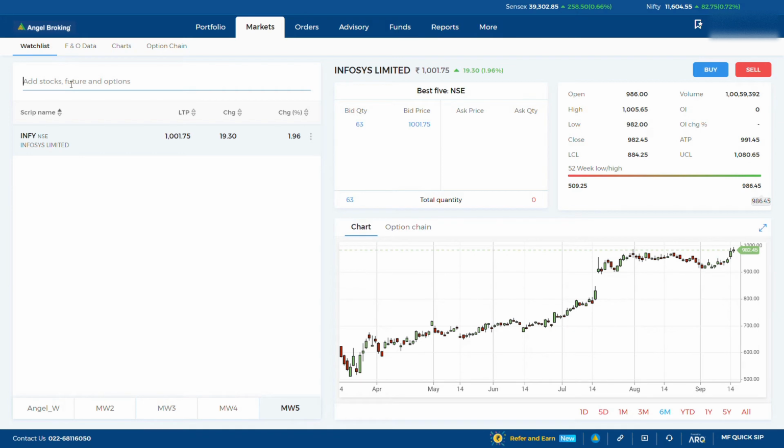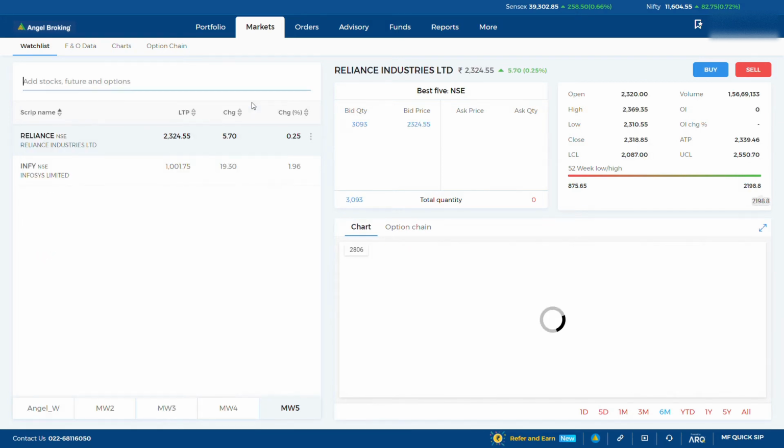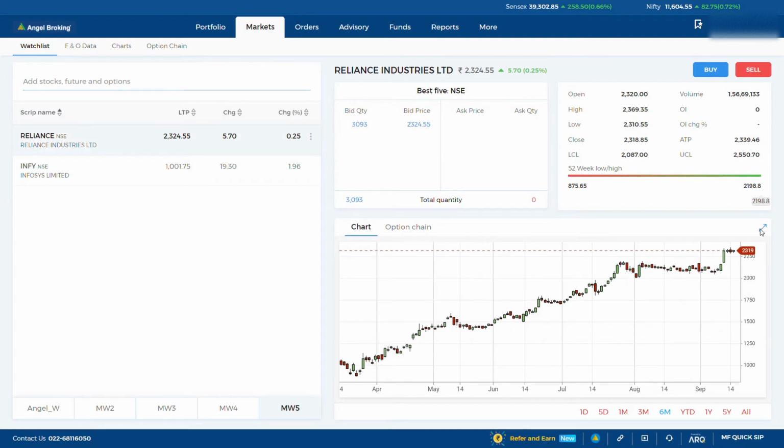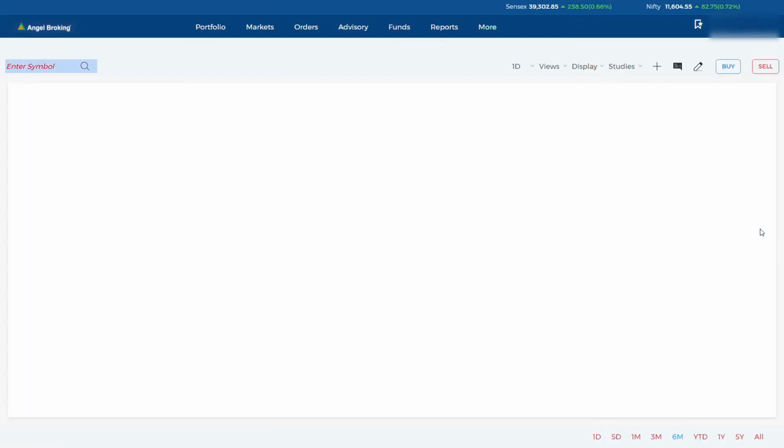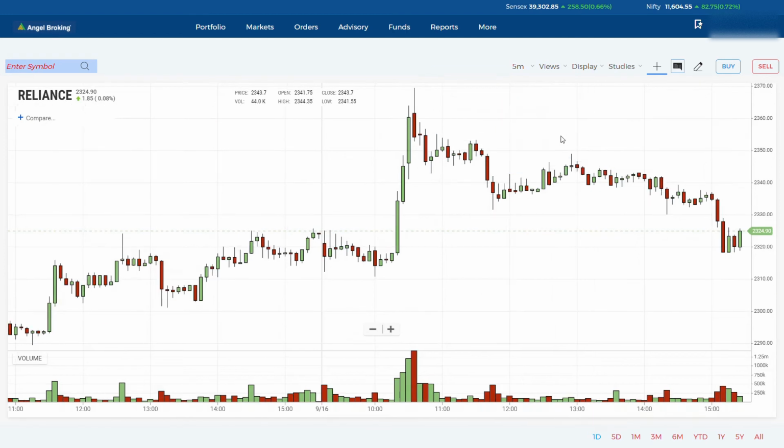I'll go for Reliance. I'm going for the chart here. First I'm going to the daily ones. Then I'm changing my time frame to 5 minutes. So I'm just analyzing the current day, which is 16th of September 2020.